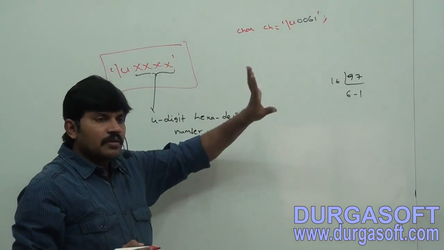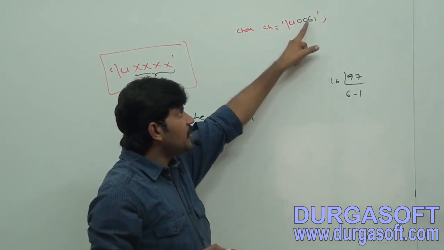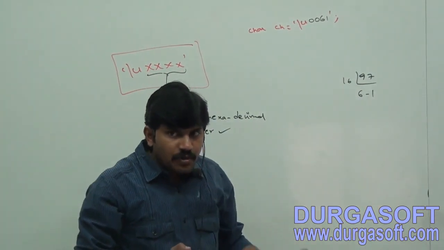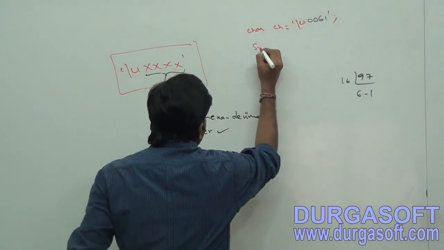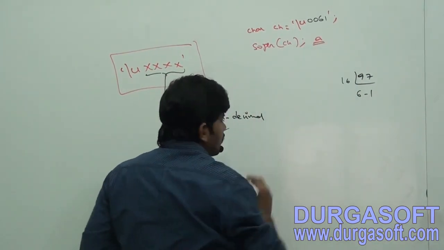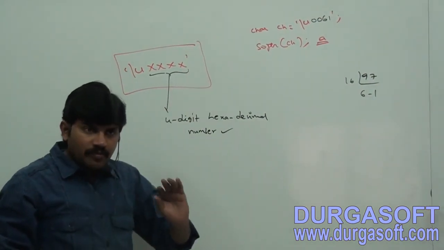So whatever 4 digits you consider is the hexadecimal number. Hexadecimal number 61 means what? 97. 97 corresponding character means what? A. So if I print SOP of ch, the answer by default we are going to get is A. This type of style is also acceptable for char literals.